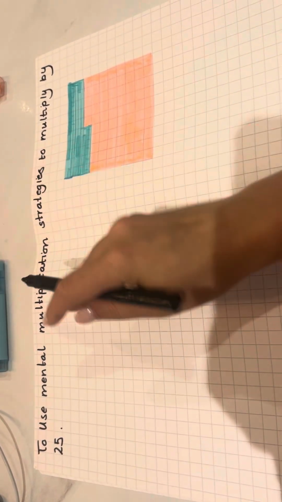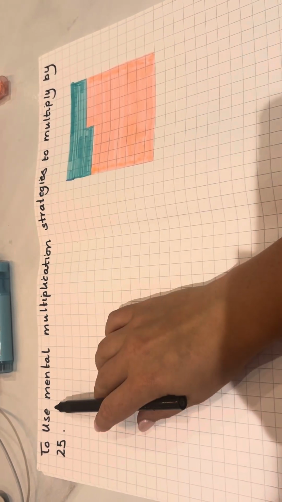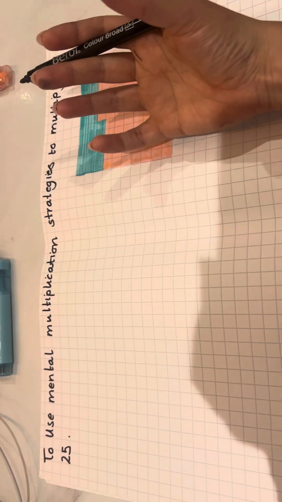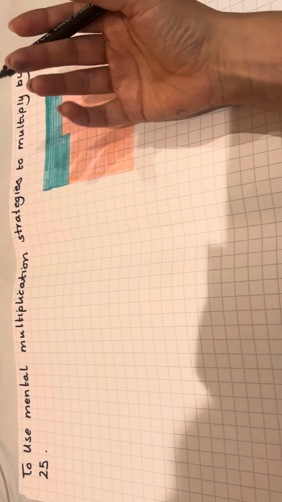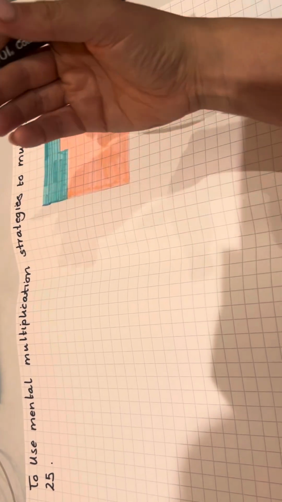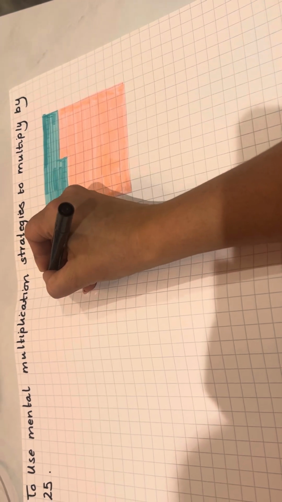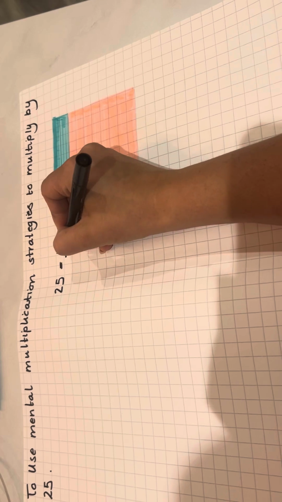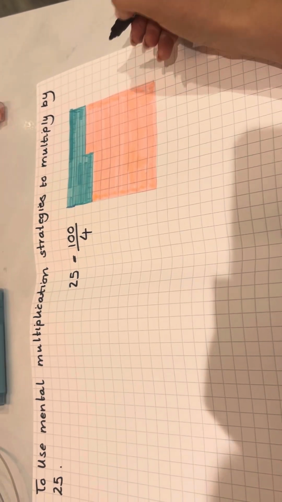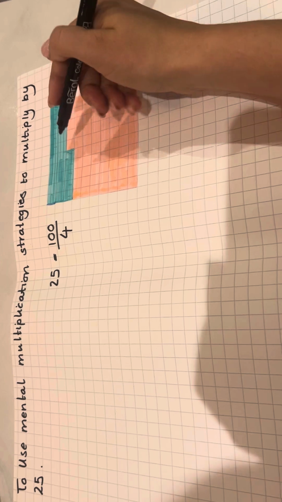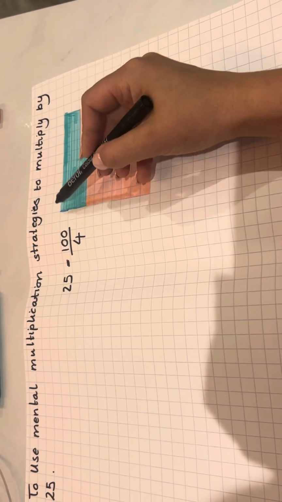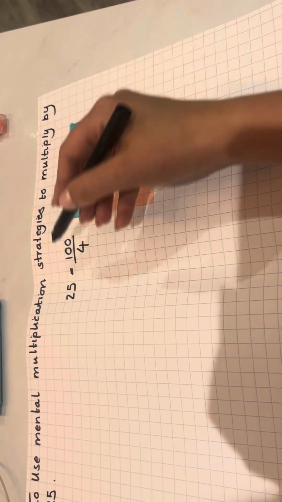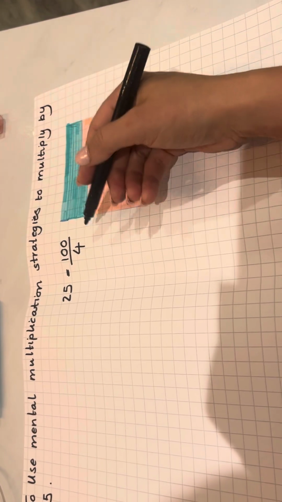Okay, the second clip that I'm going to share is to be able to use mental multiplication strategies to multiply by 25. Now, this is the one that the children were finding a wee bit more difficult. I think because they have to understand the concept that 25 equals this. So they need to understand their 100 square. They need to understand that actually 4 goes into 100. 25 goes into 100 4 times.